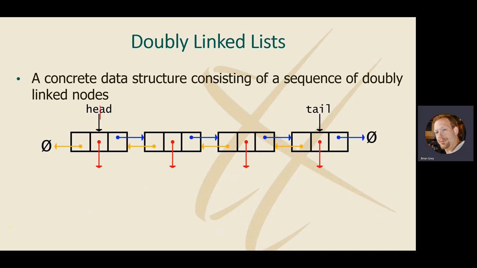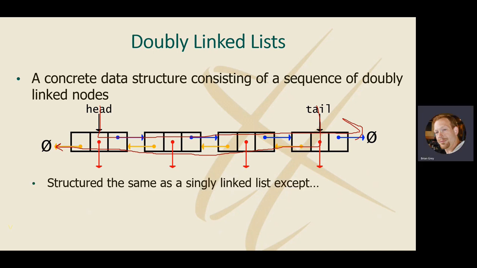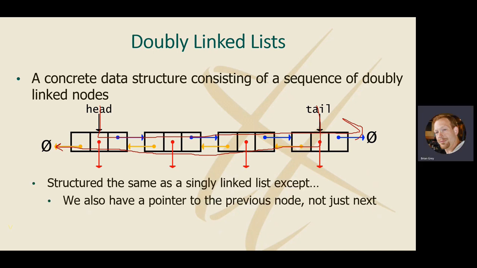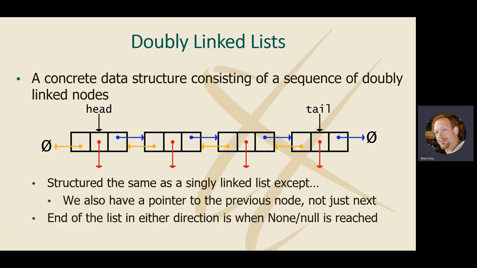Now we've got our singly linked list going this way, but we can also go this way backwards. It's structured identically to a singly linked list, except we have our previous node, not just next. So it is similar to having 2 different singly linked lists, one going each direction. And it is important to point out that the thing before the head node is going to be none, and the thing after the tail node will also be none.